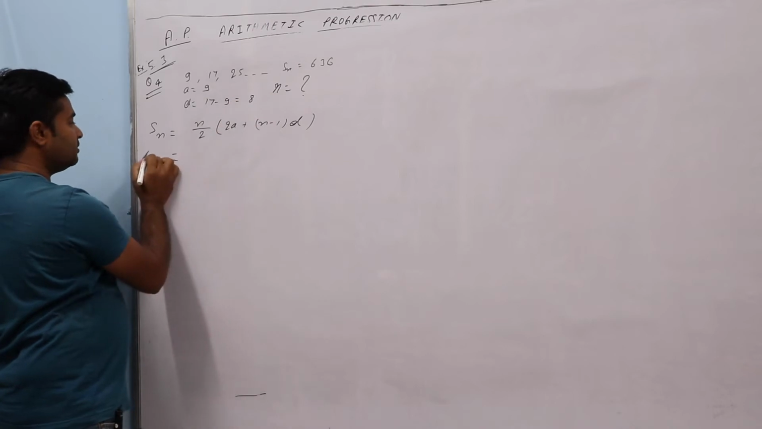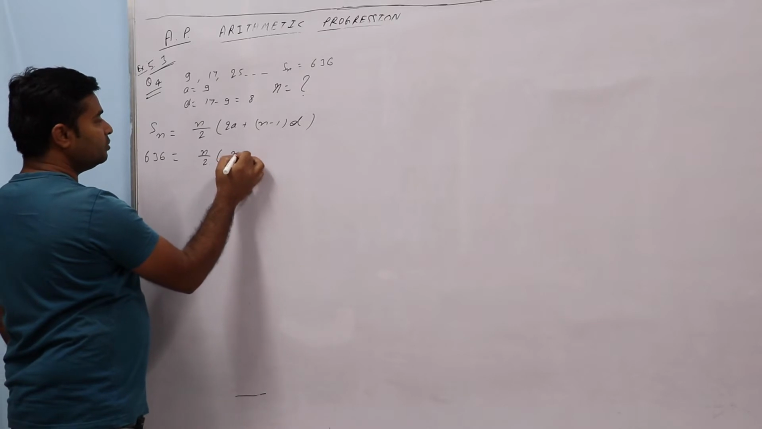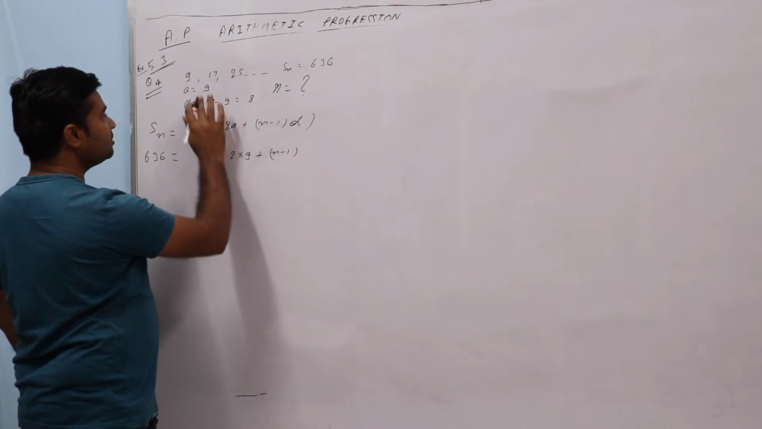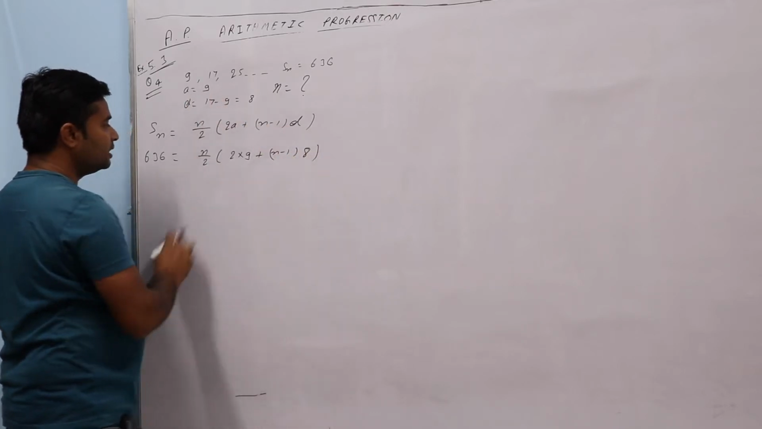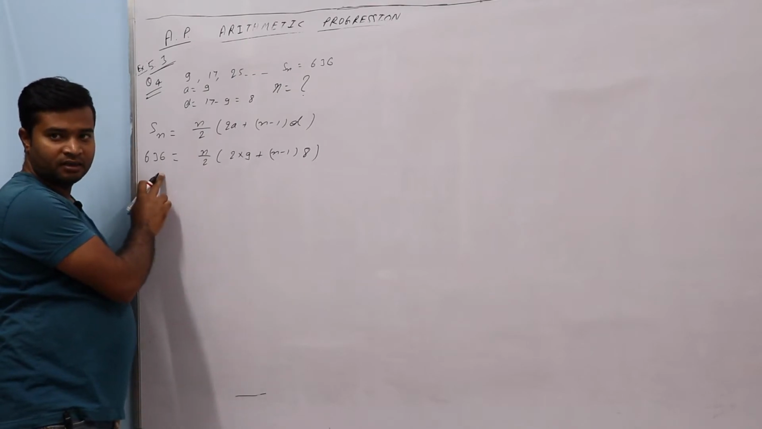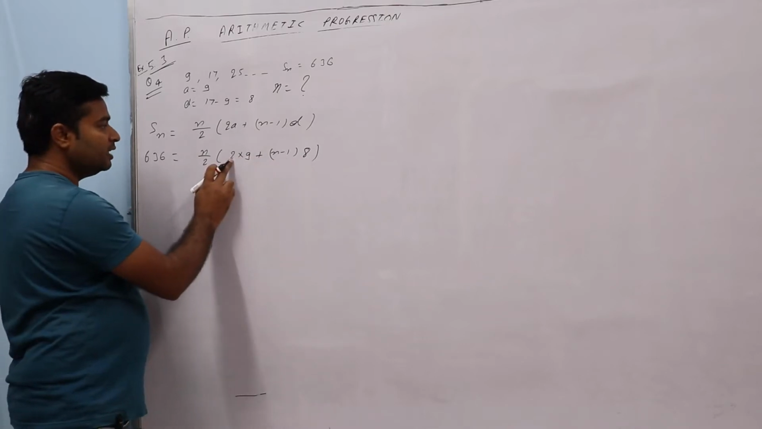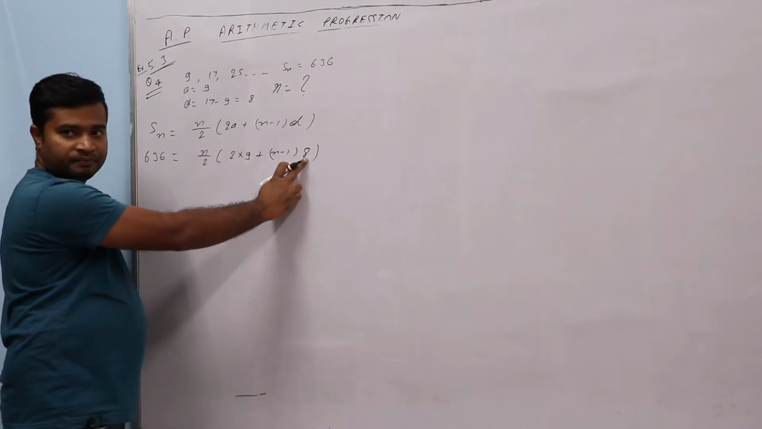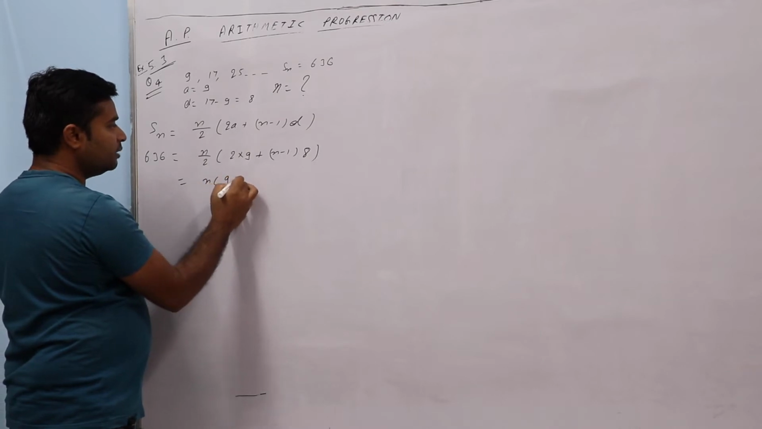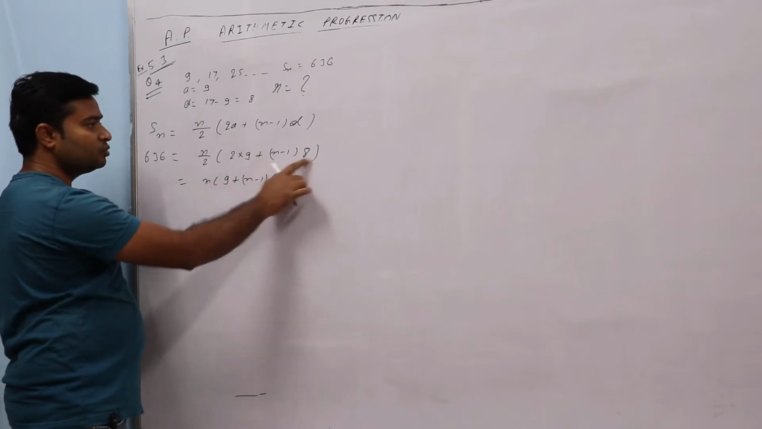So 636 is equal to n by 2 into (2 into 9 plus (n minus 1) into 8). Instead of taking this 2 here, the number will be big, so better remove the 2 from here. If you remove 2 from both places, the 2s cancel and the 8 becomes 4. So directly n into (9 plus (n minus 1) into 4).